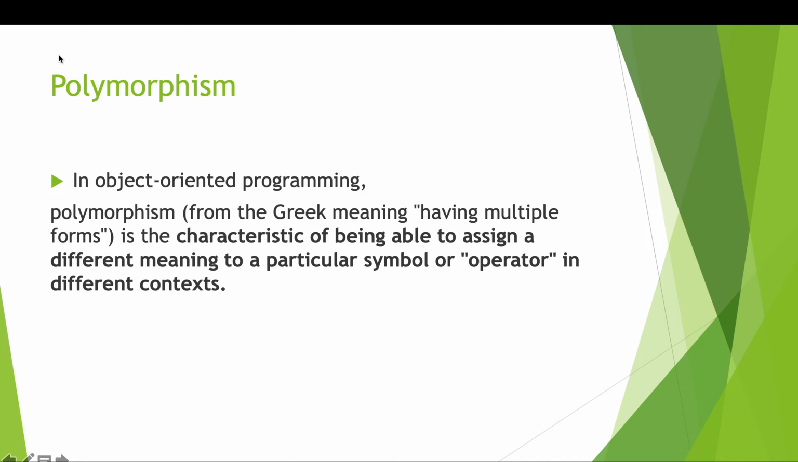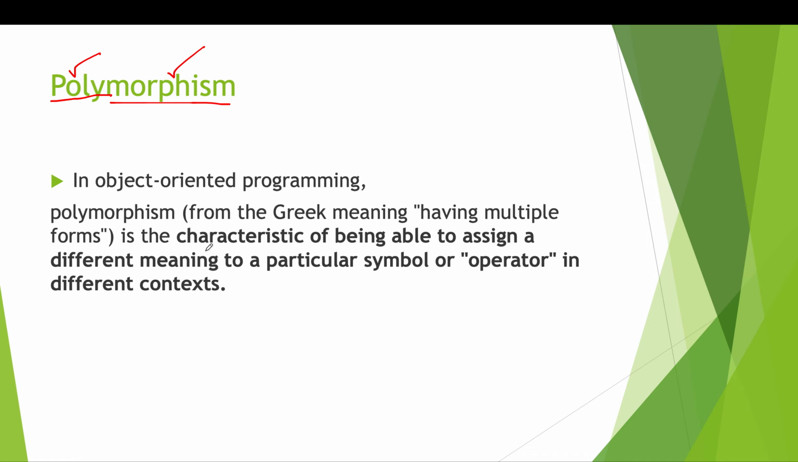Whenever we talk about the word polymorphism, first we need to understand the meaning of this word. It says poly and morphism. So what is the meaning of poly? Poly means multiple and morphism means forms. It is a Greek word which means something having multiple forms. Multiple forms means in different situations it can behave in different ways. That is the meaning of the word polymorphism.